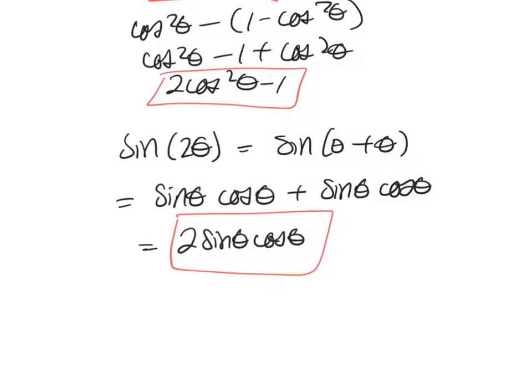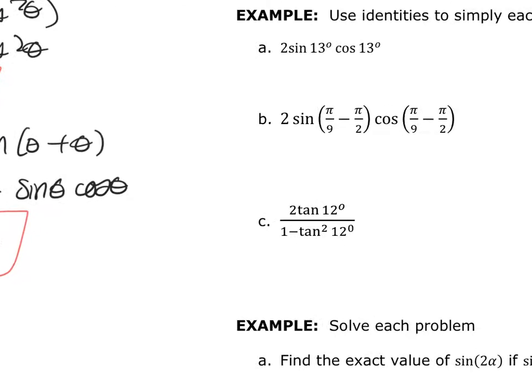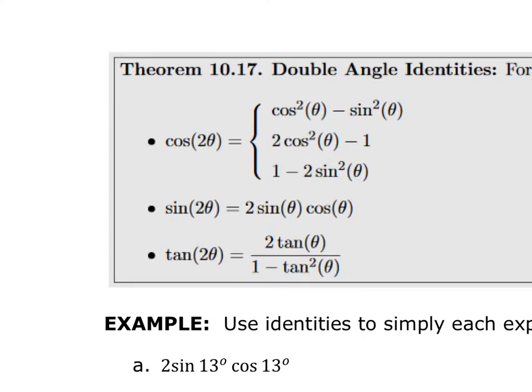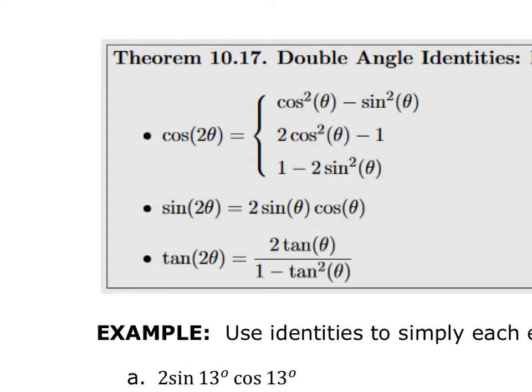And equivalently, you do the same thing for tangent. So let's take a look at tangent. So cosine has 3 equivalents, sine has 1 equivalence, and tangent has 1 equivalence. So now I can use this to manipulate my equations and my expressions by another identity.